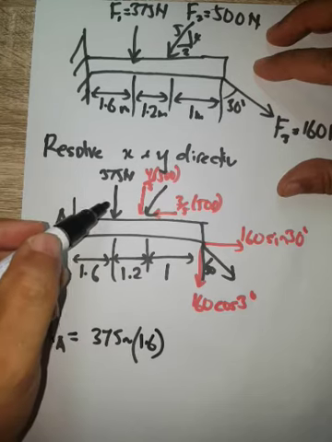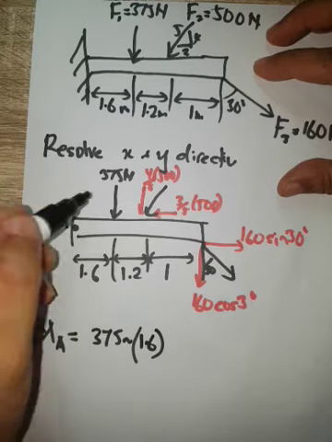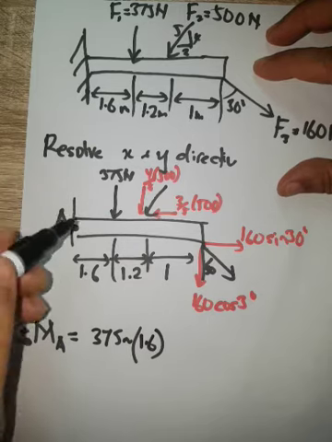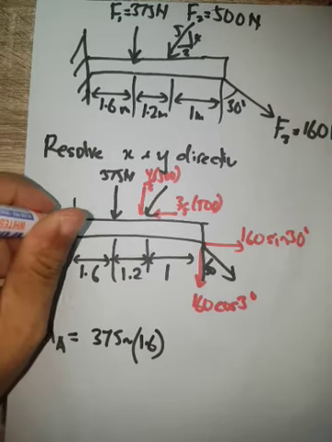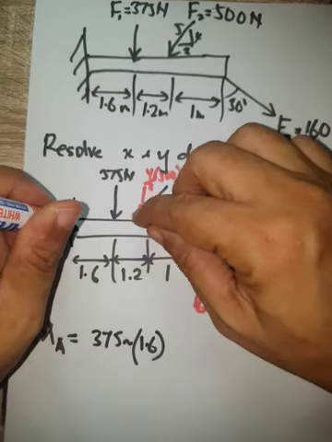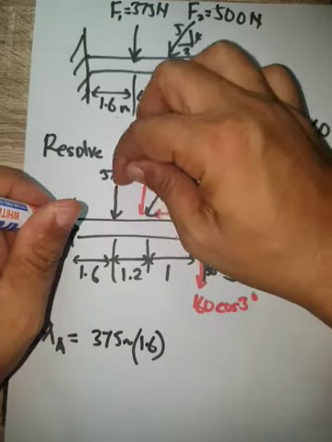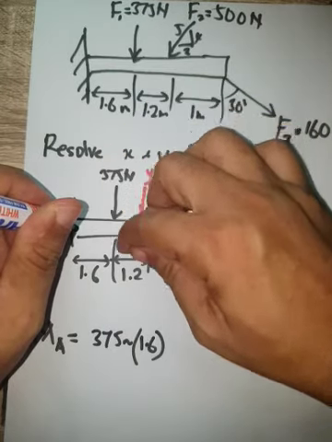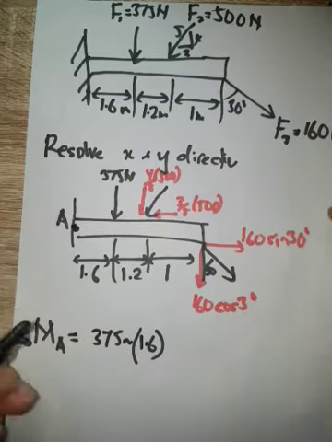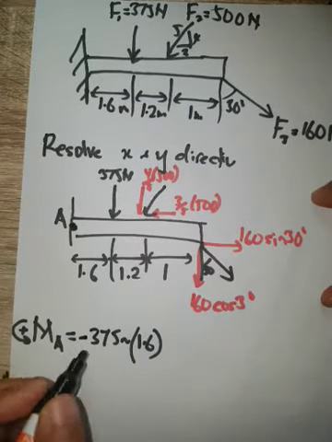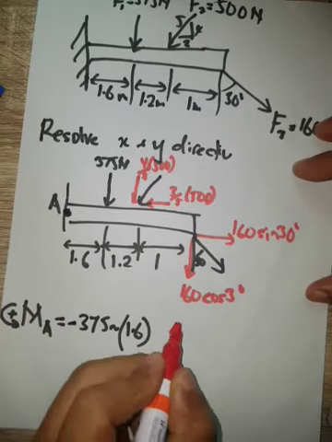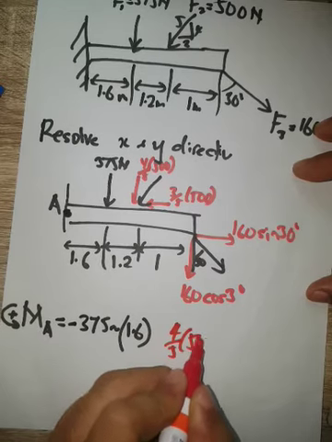Then we decide which direction it rotates: is it counterclockwise or clockwise? If A is the rotation axis, the rotation point, we look here: the force is going downward, so it rotates this beam in the clockwise direction, so it becomes negative.